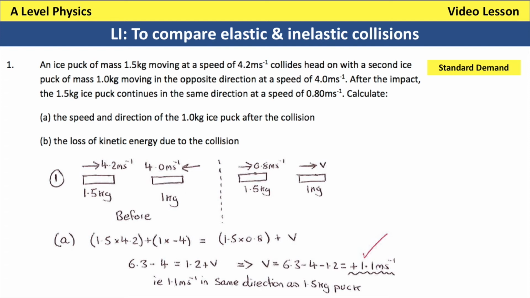v comes out as being plus 1.1 meters per second. So the final answer should be 1.1 meters per second in the same direction as the 1.5 kilogram puck. Or you could put a statement to point out that it's reversed its direction.